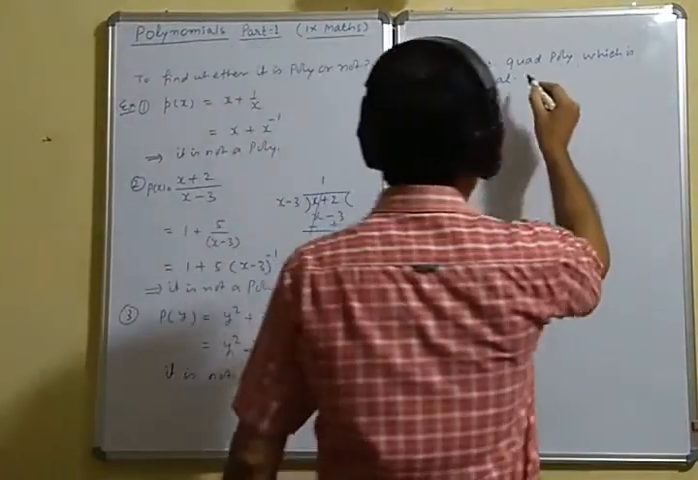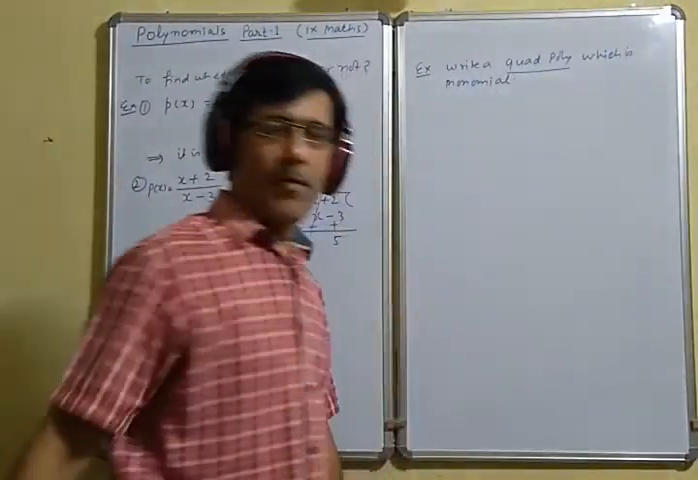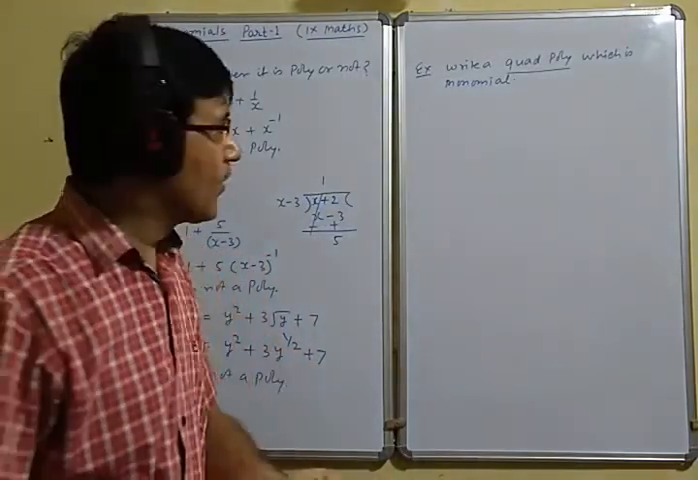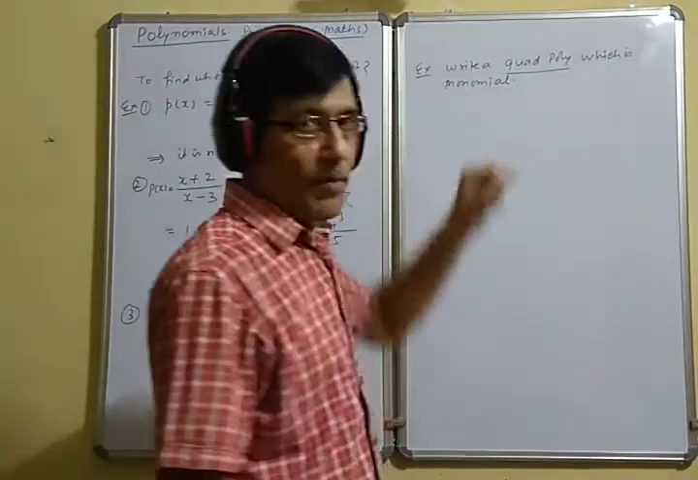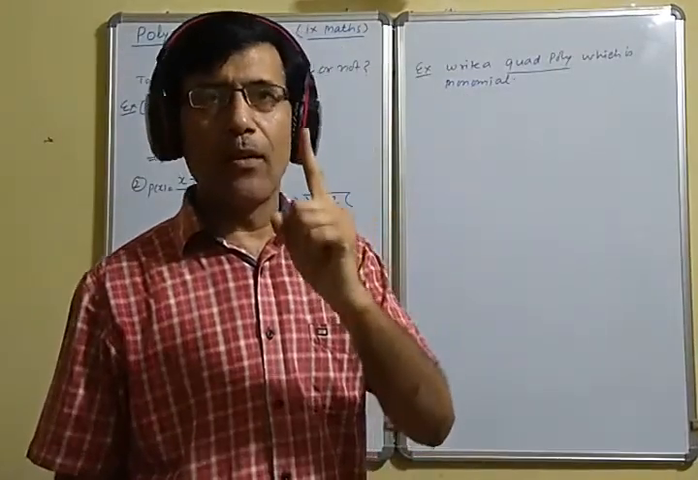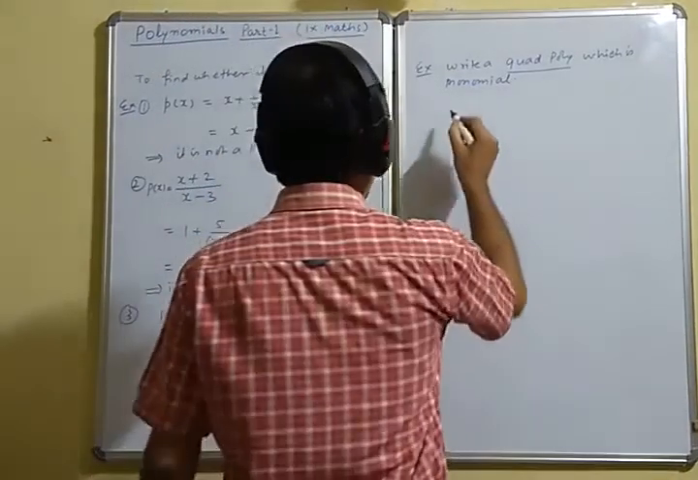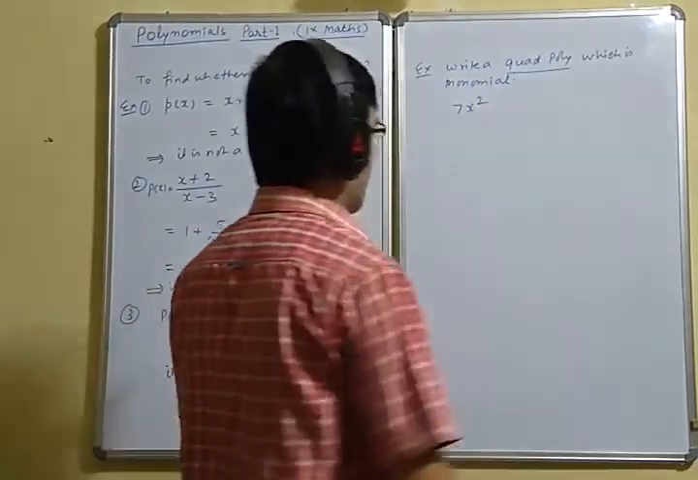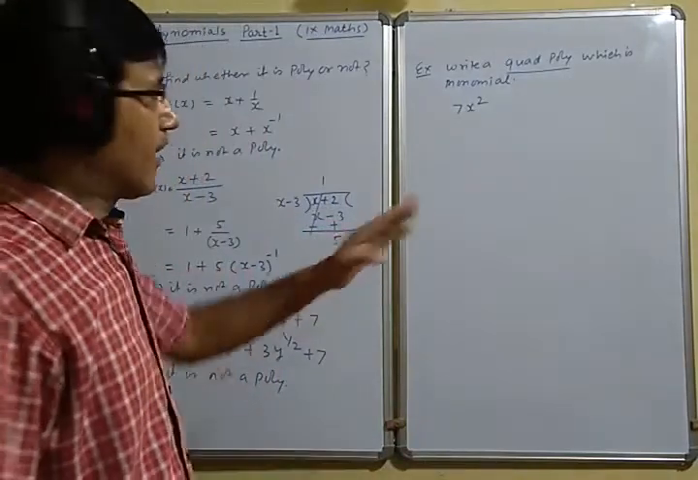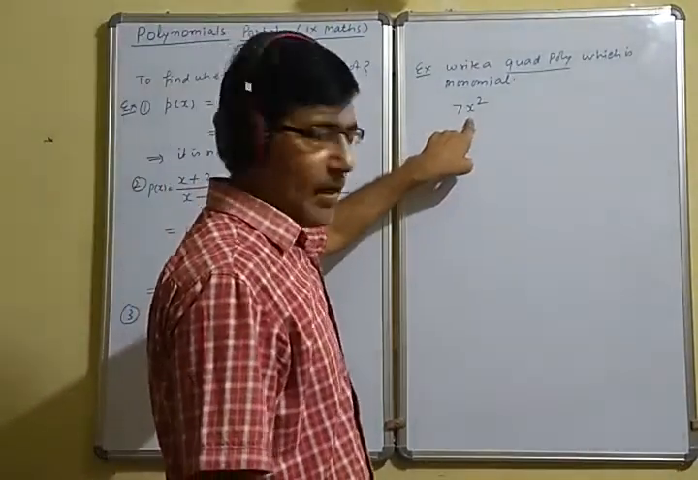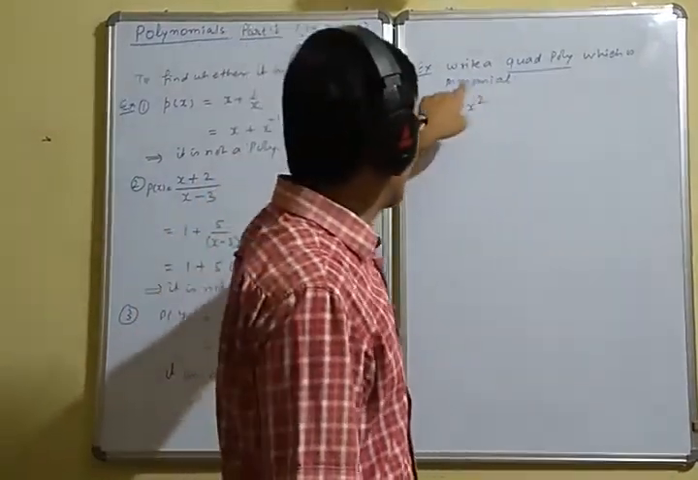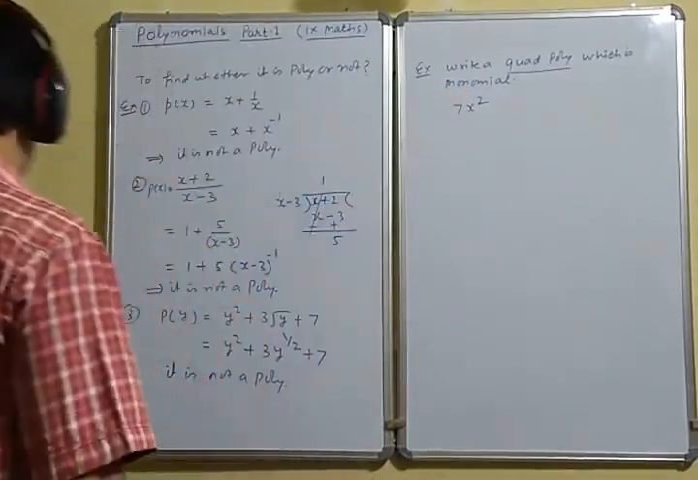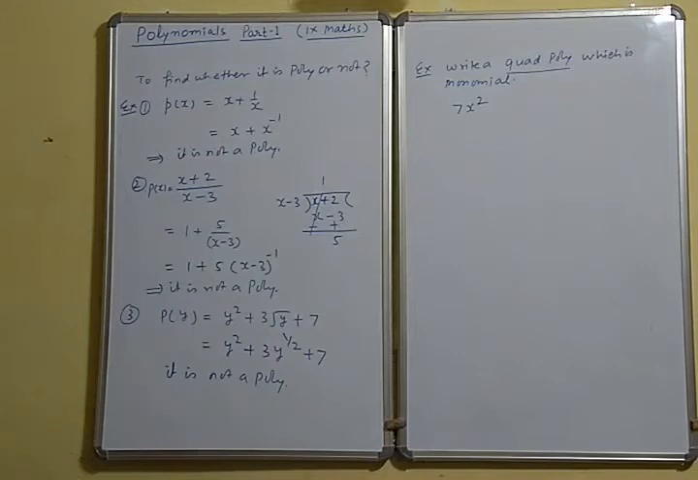So now what do we have to write? Quadratic polynomial means the degree is 2, and a monomial must contain only one term. So we can write any example, that is 7x square. It is a quadratic polynomial because its degree is 2, and it contains only one term, so it is a monomial.